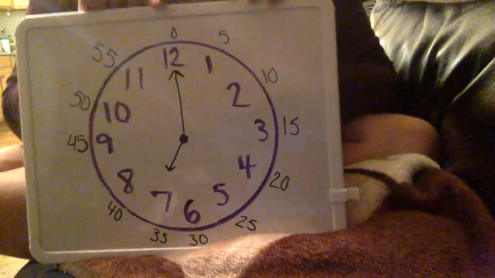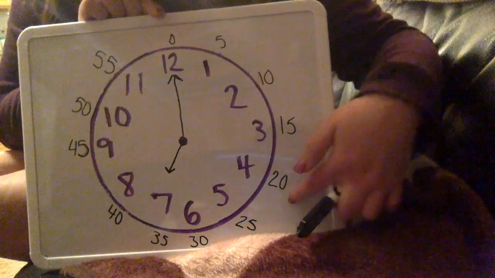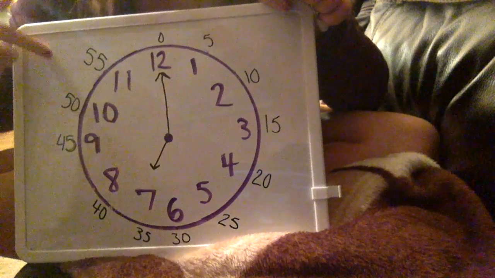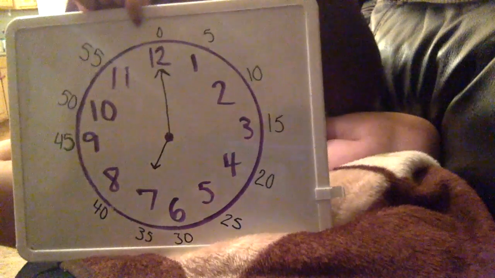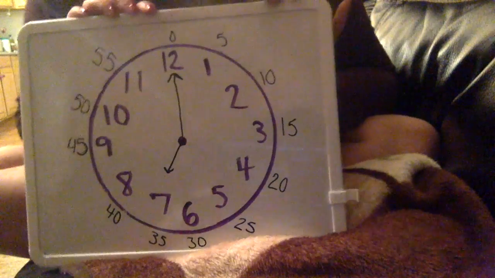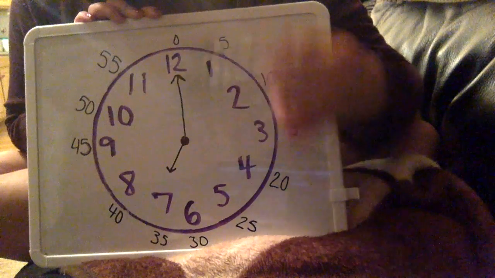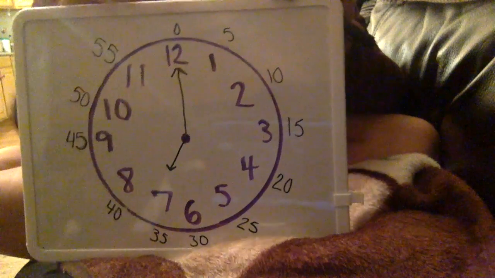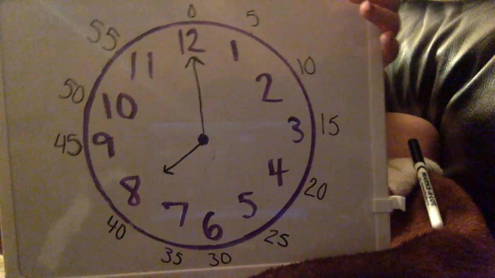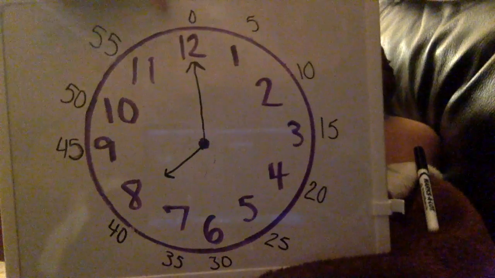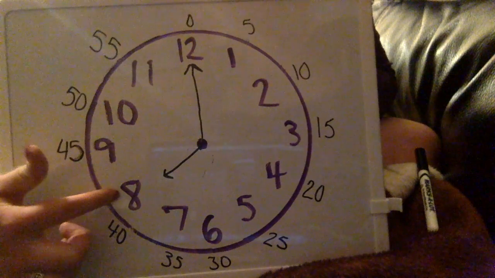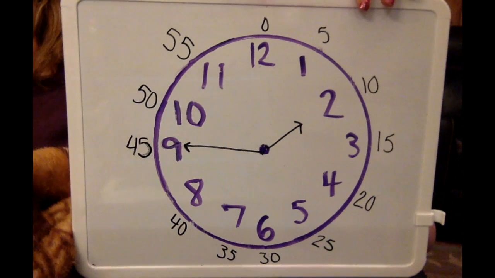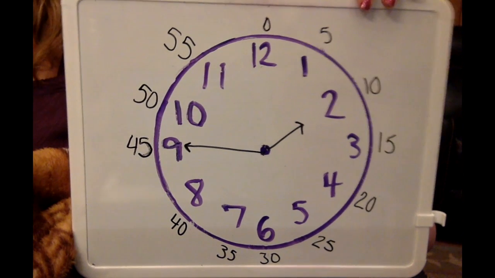So for minutes, it goes 5, 10, 15, 20, 25, 30, 35, 40, 45, 50, 55, and then it goes back to o'clock. So once the minute hand reached the 12 again, the hour hand would change to the 8, and it would now be 8 o'clock. 8 o'clock would look like this, with the minute hand still on the 12, but the hour hand now on 8. So, as an example, looking at this clock, can you tell what time it is?